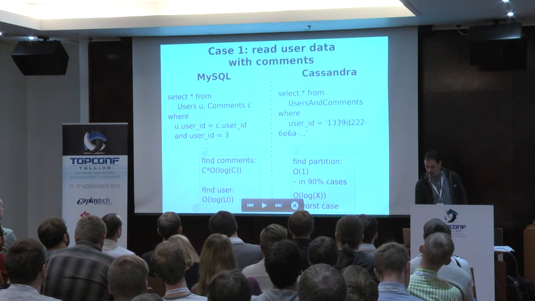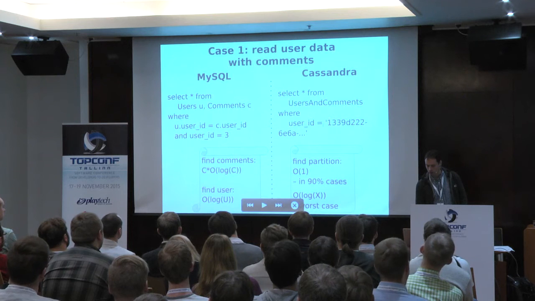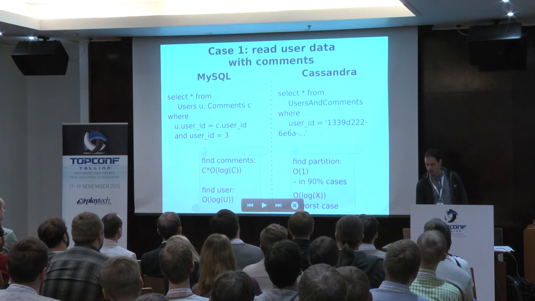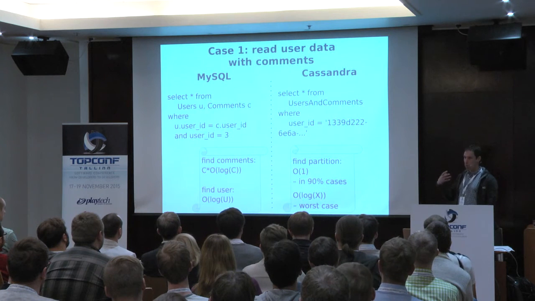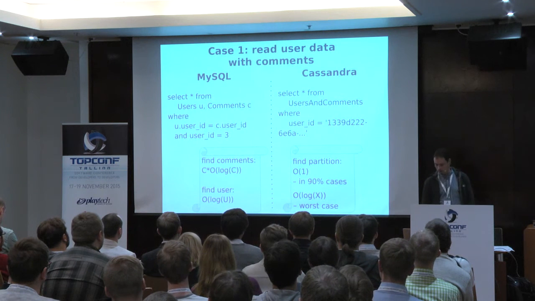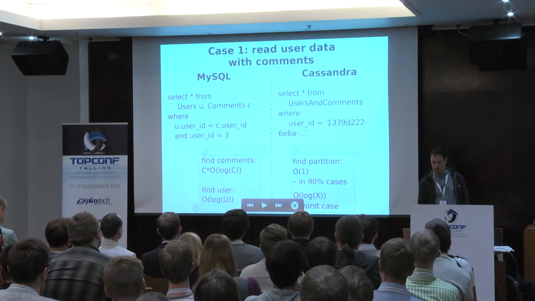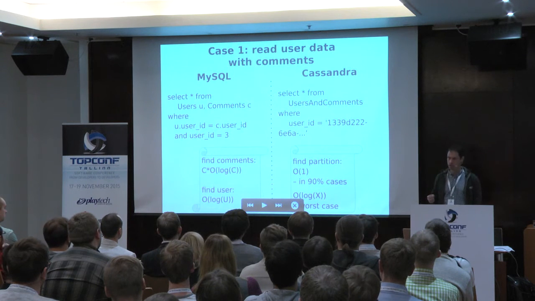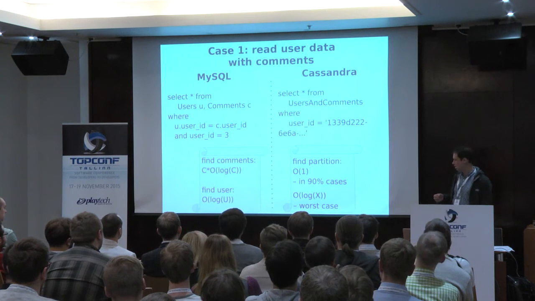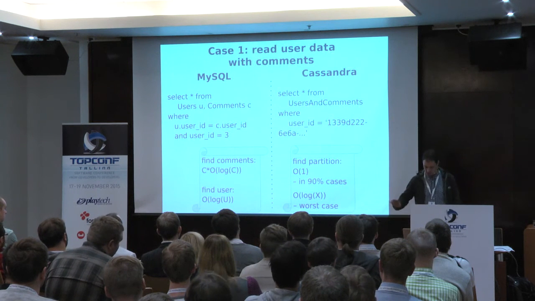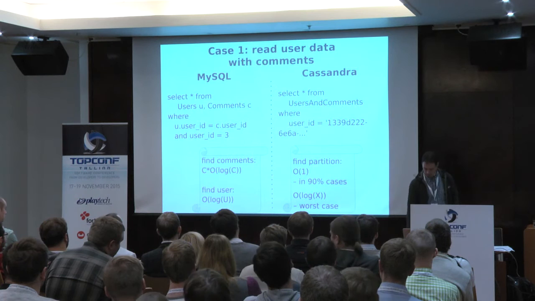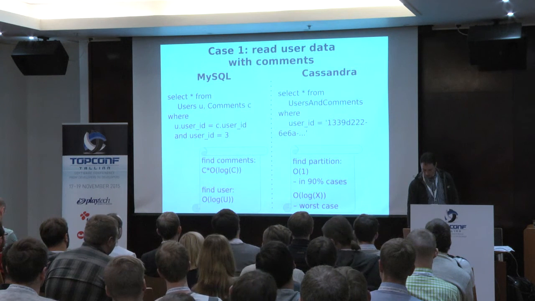It's not one-to-one, because Cassandra has its own limitations, MySQL has its own. And in this case, we are querying only by primary key, and our data comes from one partition, and in most cases it's just constant time for searching the data. I won't go into deep details about worst cases. Maybe if you come, I can explain later.